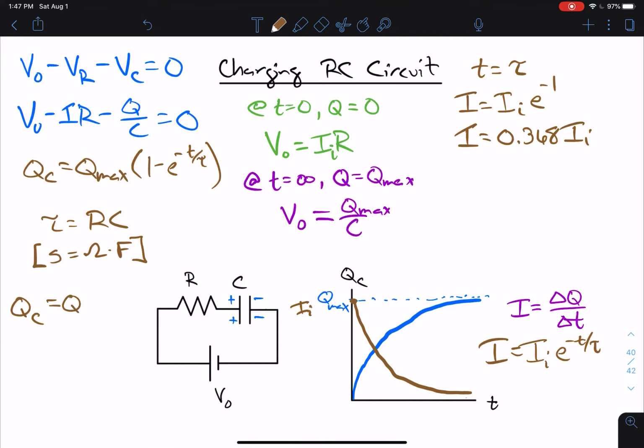If you go through and do this with the charge formula, what you get is Q sub C equals Q max times 1 minus e to the negative 1. And so Q sub C is approximately equal to 0.632 Q max.